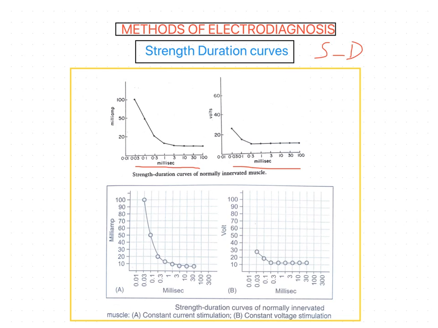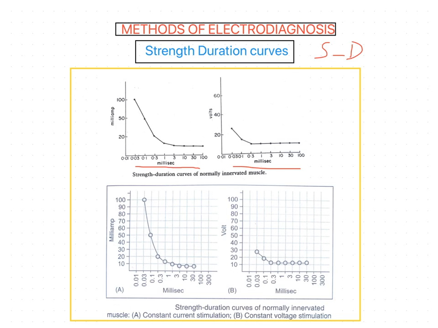If you see the disadvantages of this procedure, in a large muscle, only a proportion of fibers may respond. Therefore, a full picture is not obtained for the whole muscle. It also does not tell about the site of the lesion. Okay, that is the disadvantage.